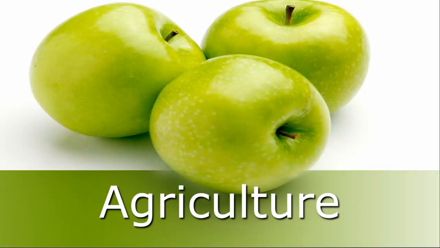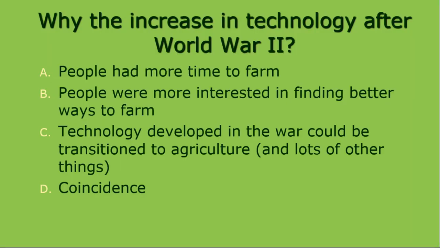All right, so when we think about modern agriculture and what's going on, we see a big shift after World War II. Right? So why is there an increase in technology after World War II? Is it because people had more time to farm? People were more interested in finding better ways to farm? Technology developed in the war could be transitioned to agriculture and lots of other things, or is it just coincidence?